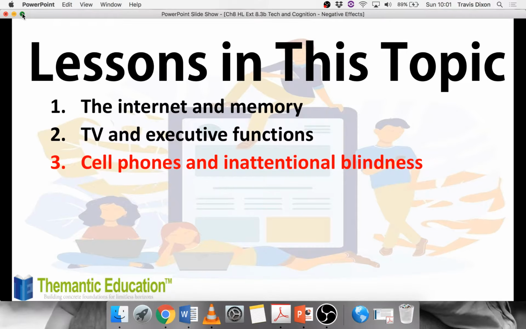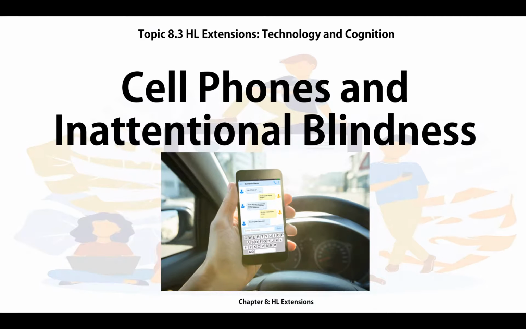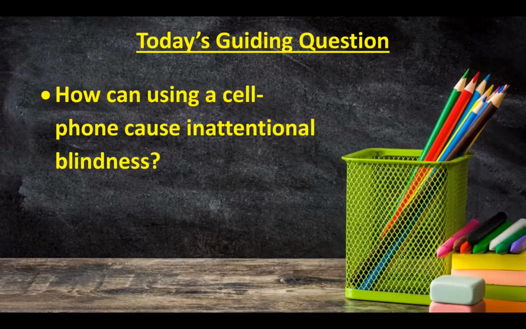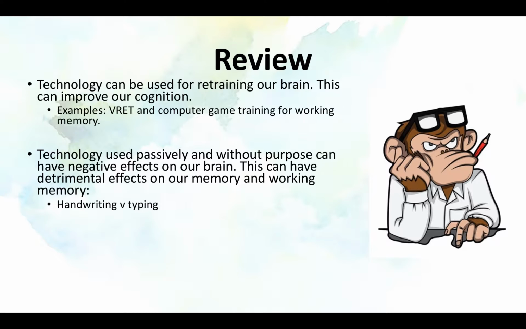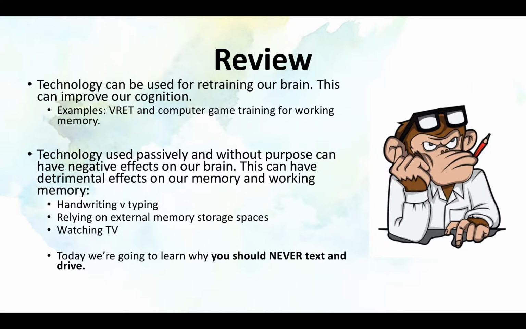All right, so let's have a look at the PowerPoint here. So simply looking at the effects of technology, so cell phones, and how that can influence our inattentional blindness, how that can cause that. So again, just recapping what we did in the previous lessons.